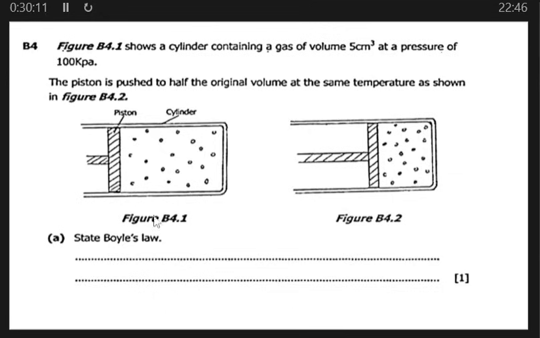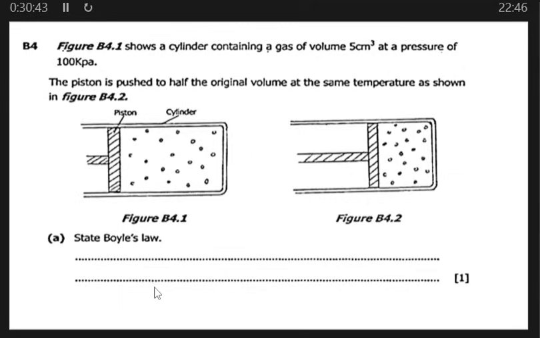Okay, now they are saying the piston is pushed to half the original volume at the same temperature as shown in figure B4.2. So in figure B4.2, the piston has been pushed to half. That's why it is at half here. And they are saying at the same temperature. Then they are saying state Boyle's law. So this is a bit tricky.